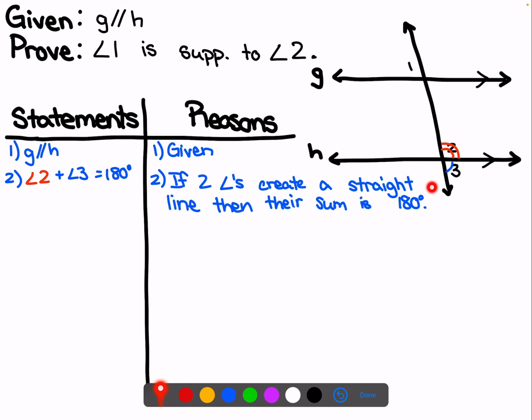If two angles create a straight line, then their sum is 180 degrees. Definition of a linear pair. Now, let's look at the relationship between angle 1 and angle 3. I can look at angle 1 and angle 2, but there's no relationship between these two angles. We don't have a relationship that we know for these.